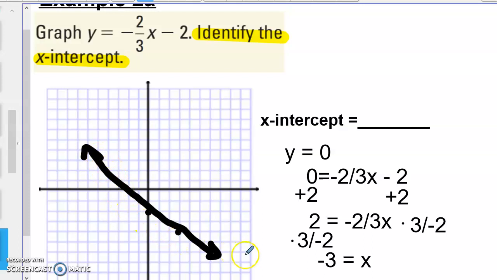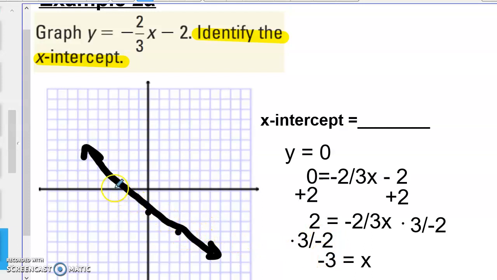But if you're not able to draw your lines clearly, then another method that you can use to find the x-intercept is to put 0 in for y. So that means I have 0 equals -2/3 x minus 2. Well, then I add 2 to both sides. And then this is where it gets tricky. You could divide by -2/3, or that's the same as multiplying times 3 over -2 on both sides. 2 times 3 over -2 gives me -3.